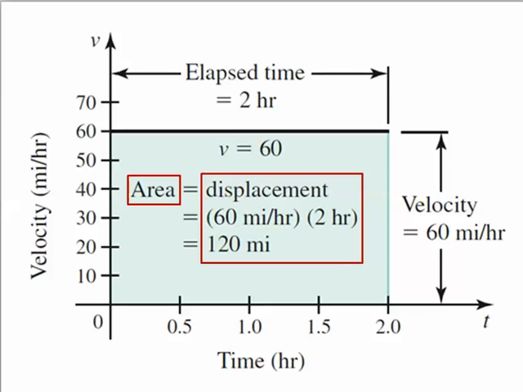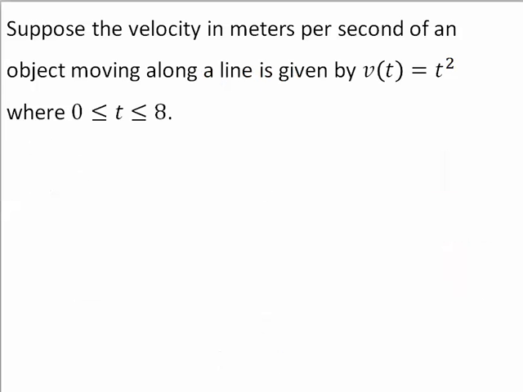This is what I want you to notice. The displacement is the same as the area under the velocity curve from t equals 0 to t equals 2. So area under a velocity curve gives displacement.